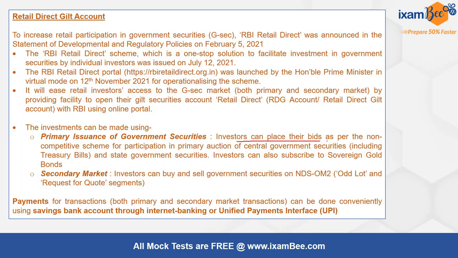Investors can place their bids as per the non-competitive scheme for participation in primary auctions. So when these government securities are auctioned, you can place the bid. Investors can buy and sell government securities on NDS-OM. OM is order matching, and payment can be done by savings bank account or through internet banking or UPI.